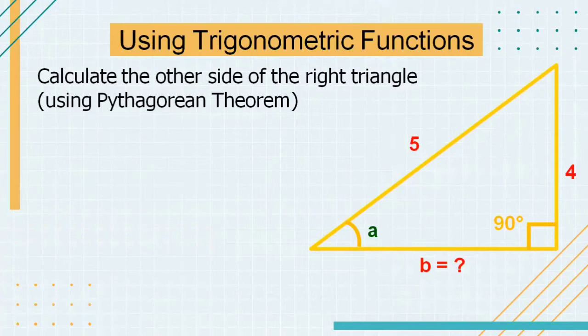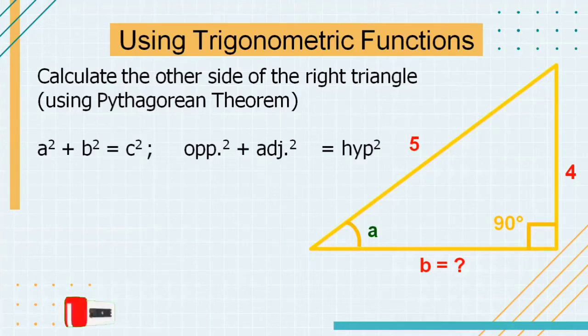Let's have an example for this. Calculate the other side of the right triangle using the Pythagorean theorem. Let's recall the formula of the Pythagorean theorem. That is, the sum of the squares of the two shorter sides equals the square of the longest side. In other words, the sum of the squares of the opposite side and the adjacent side is equal to the square of our hypotenuse.